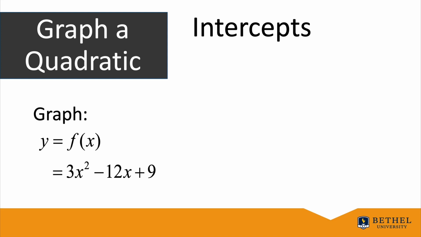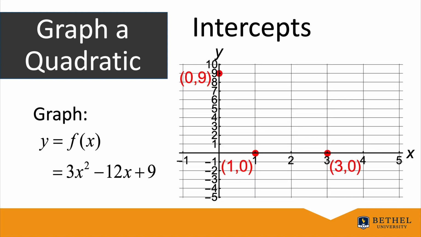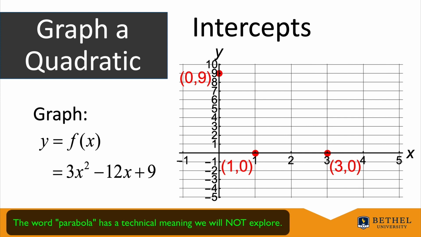So far then, we know the graph of f of x contains these 3 points. The 2 on the x-axis are the x-intercepts, and the 9 on the y-axis is the y-intercept. If you also happen to know that the graph of a quadratic is a parabola, you should be able to give a rough sketch of the graph right now. Pause the video and give it a try.